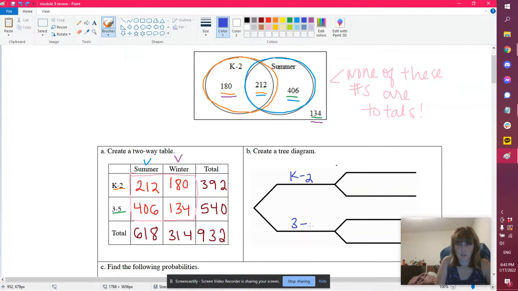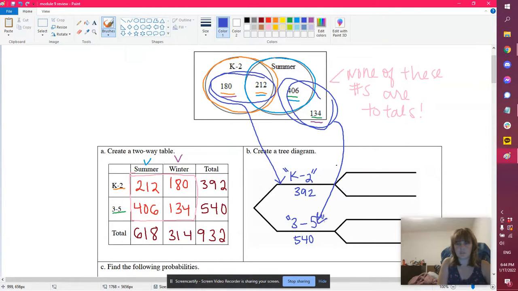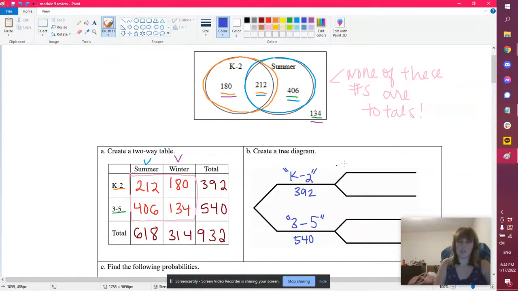I'm going to make my first pair be age. There are 392 total K through 2 students and 540 total 3rd through 5th graders. I could have gotten that from this part of the two-way table, or I could have added up these two numbers and gotten 392, and added up these two numbers and gotten 540. So if I want to do the tree first, I'm allowed.